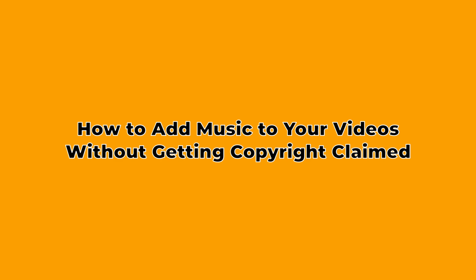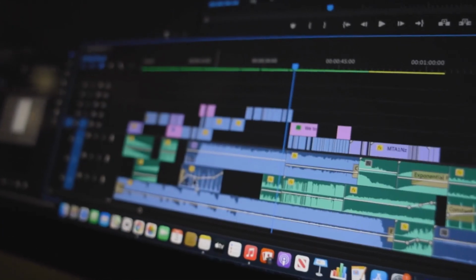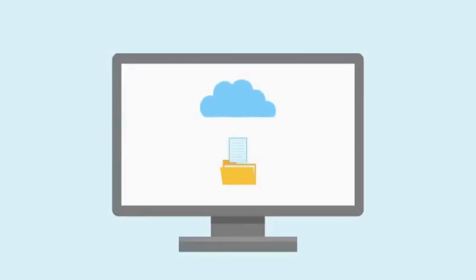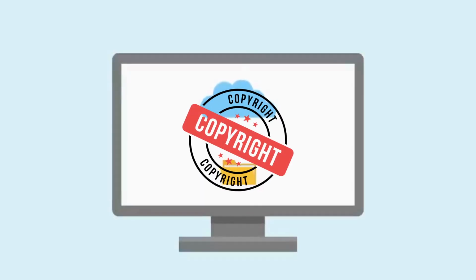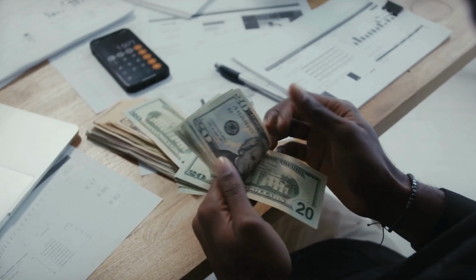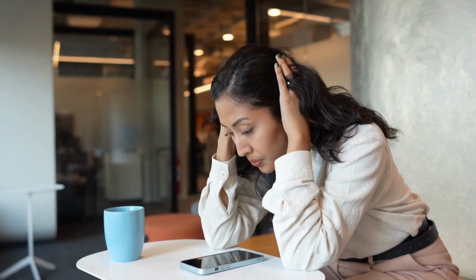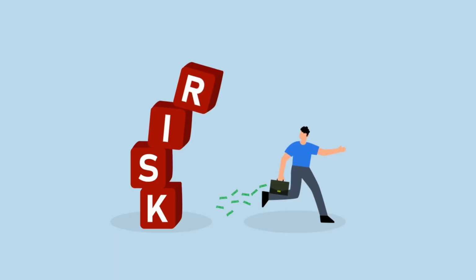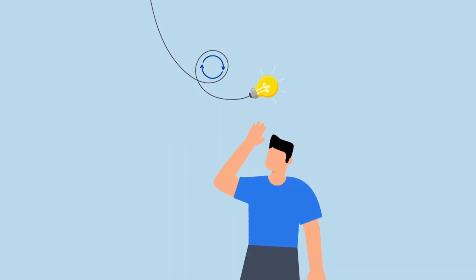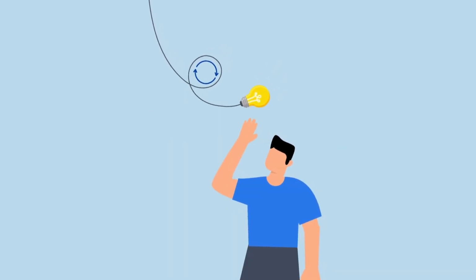without getting copyright claimed. You spend hours, maybe even days, perfecting an edit. You upload it, wait for the processing to finish, and then it hits you. A copyright claim. Within minutes, your video is either muted, blocked in certain countries, or worse, someone else is now making money from your hard work. It's frustrating, but it's also completely avoidable. In this video, I'm going to show you exactly how to bulletproof your channel so this never happens again.